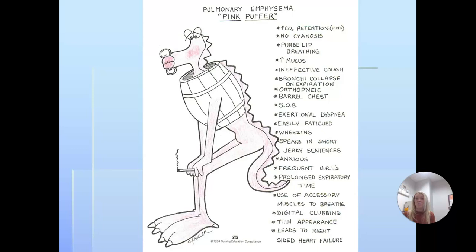They speak in short, jerky sentences because it's hard to get a full sentence out. Frequent upper respiratory infections, use of accessory muscles to breathe, digital clubbing again, thin appearance. And this can lead to right-sided heart failure.